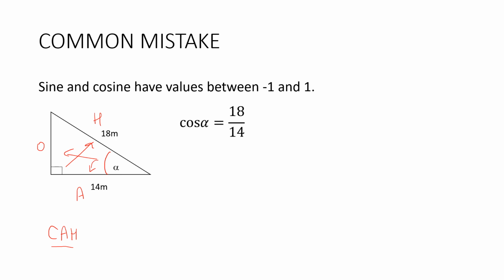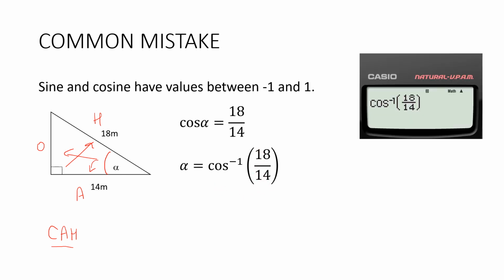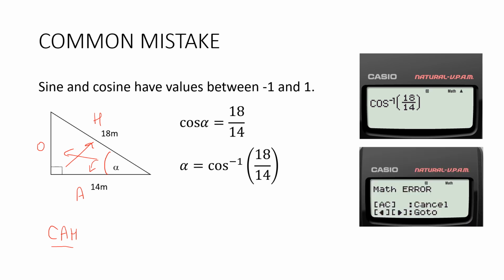Hopefully you can. Now let's take the cos over the other side, and we get alpha is equal to inverse cos of 18 on 14. And 18 on 14 is greater than 1. So when you put this in your calculator, it's going to give you a math error. Now that can be a good thing because it's giving you a reminder that you must follow SOHCAHTOA religiously in order.